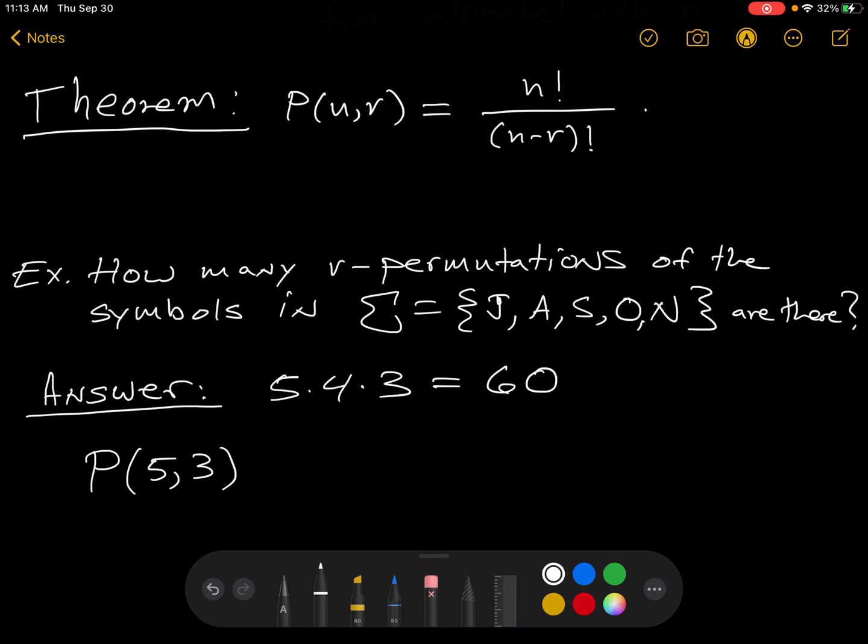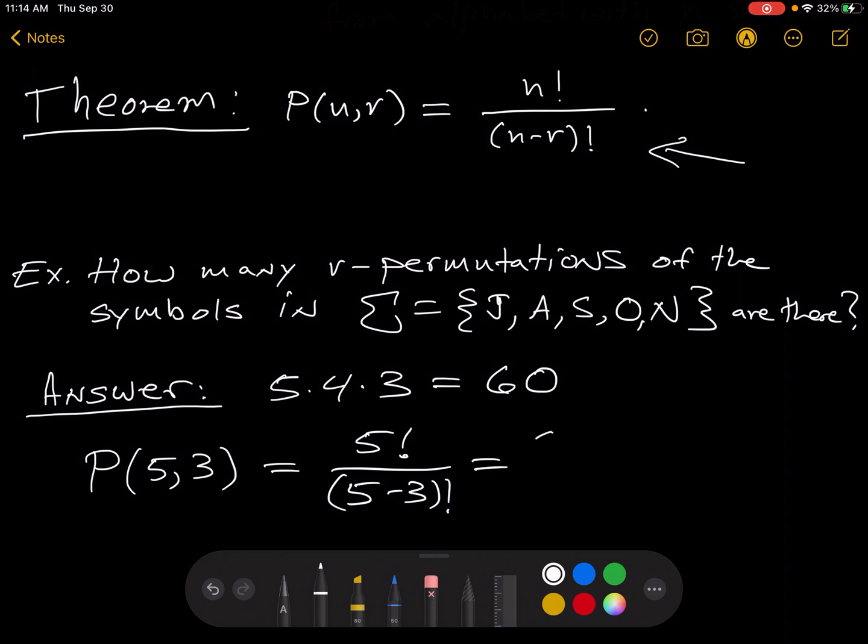All right, now we know how to compute this already because we already found the answer. So we know that this is also equal to 5 times 4 times 3, which we know is 60. But look at the theorem, right? The theorem tells us another way to figure out what this is. So using that theorem, we know this is 5 factorial over (5 minus 3) factorial, and let's compute this.